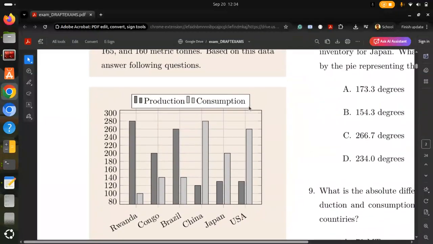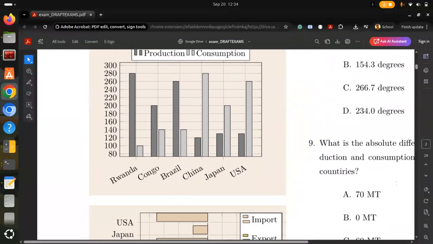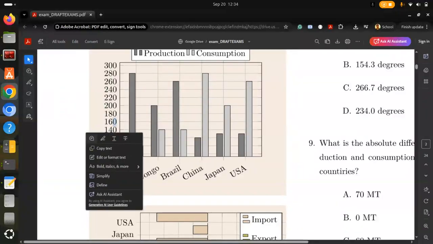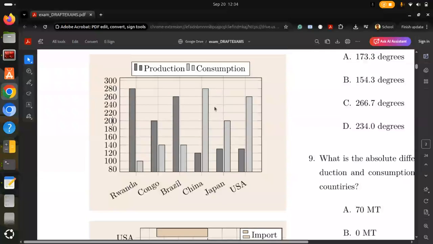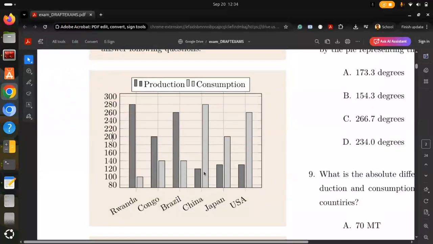We are interested in China, Japan, and USA. Here you notice China's consumption is 120, whereas the production is less, whereas the consumption is more. So definitely China can be one answer. Whereas Japan, if you see, 130 is the production and 200, so only 70 is the difference. Whereas here the difference is much more than 70, about 140. So compared to China and Japan, I think China is winning because Japan is about 70 only, and USA is also kind of competitive.